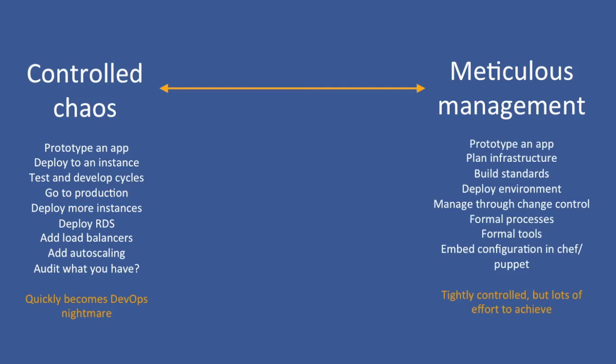At the other end of the spectrum, we have meticulous management, and the approach here might be much more formal. You prototype an app, and off the back of that you plan the infrastructure required, implement some build and deployment standards and deploy those environments, manage things through change control, implement formal processes, wrap in formal tools, maybe using things like Chef or Puppet to do that, to create something that's quite tightly controlled and efficient and automated, but can be a lot of effort to achieve.